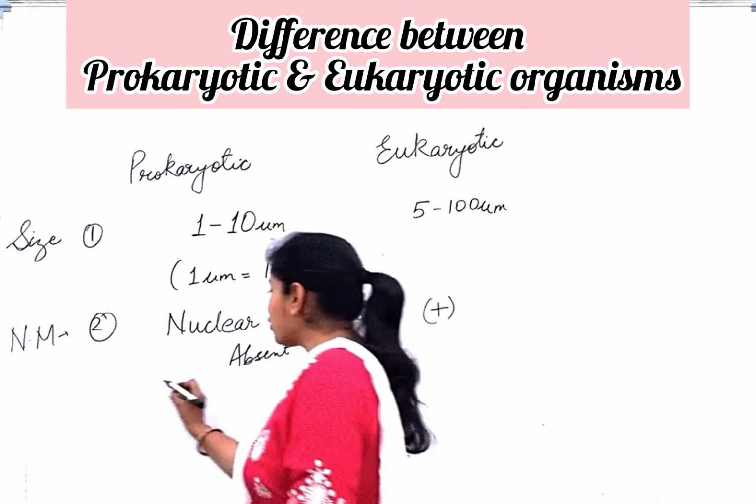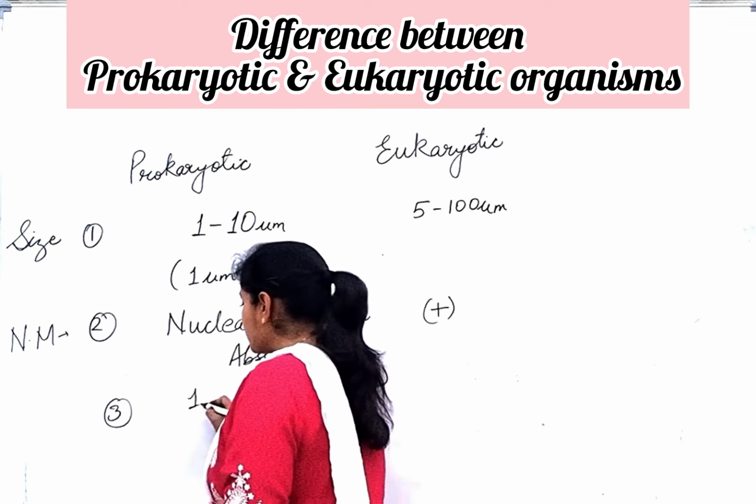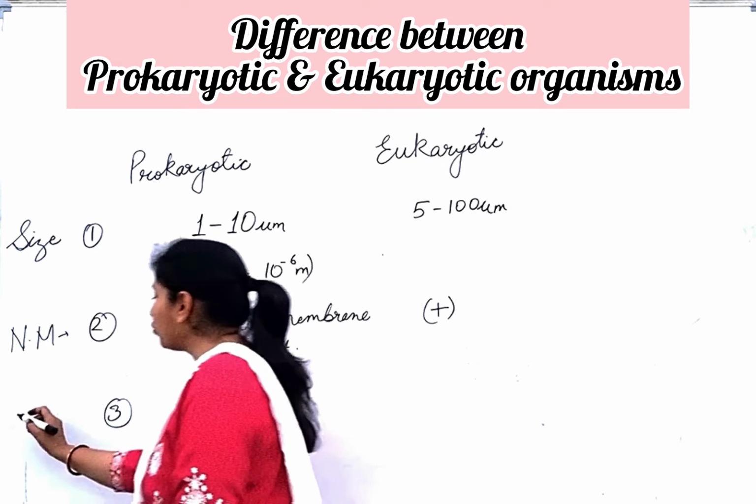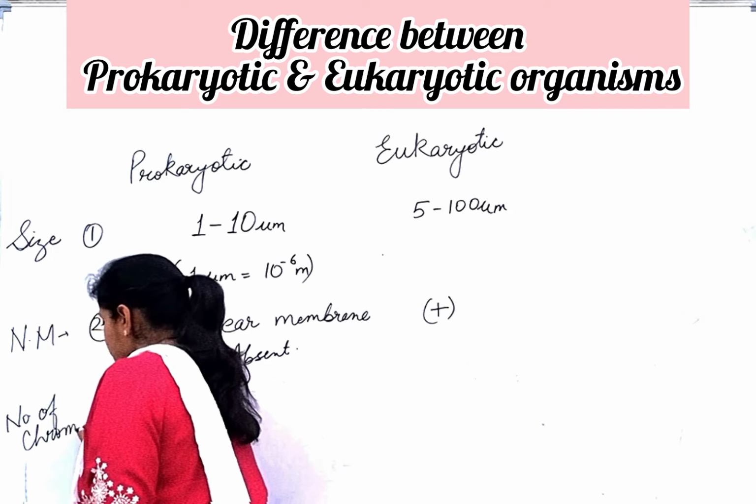So the nuclear membrane is present and the nuclear material is present inside this nuclear membrane only. Okay. Now, if we talk about the number of chromosomes, in a prokaryotic organism it is just 1. So the third point will be number of chromosomes.